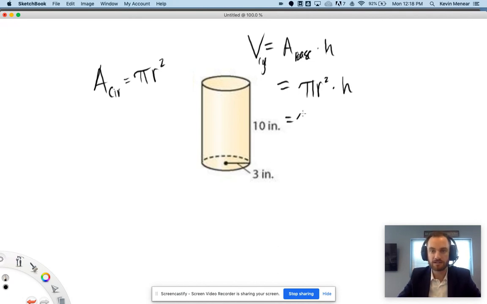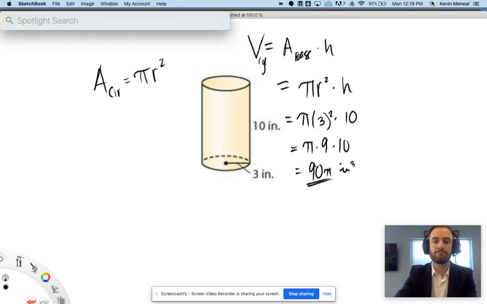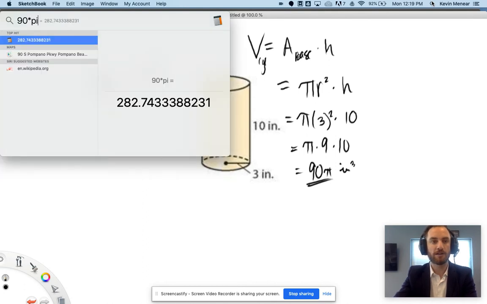Okay, well, let's do it. Pi, what's the radius? 3 squared times the height, 10. Cool. So it's pi times 9 times 10, which is 90 pi. Now, before I go into that, I got to make that inches cubed, keep my units. Depending on the situation, you might want to keep it as 90 pi, or you might want to use your awesome math brains to multiply it in your head, or you might just want to use a calculator, depending upon the situation again, to get a good approximation of 90 times pi, and you would get 282.7.